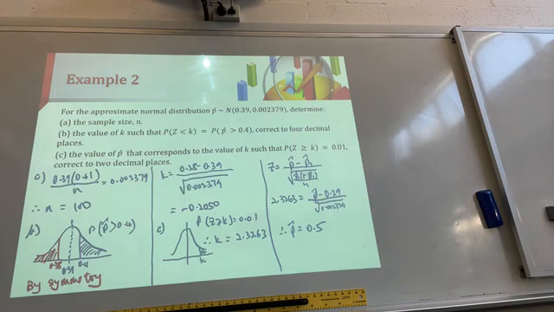Because that's the amount. Because that's the variance. Wait, what?